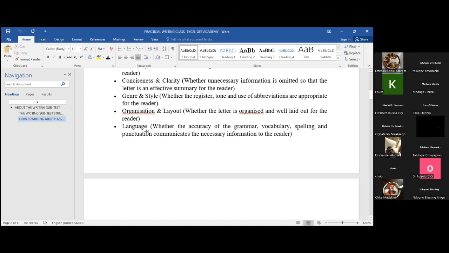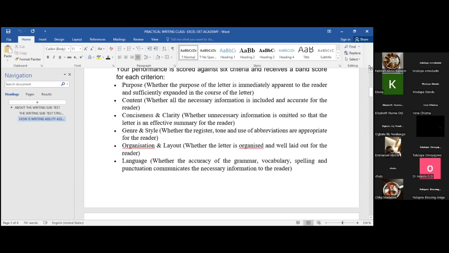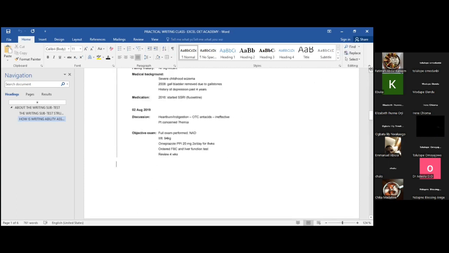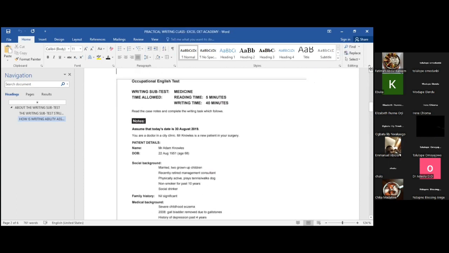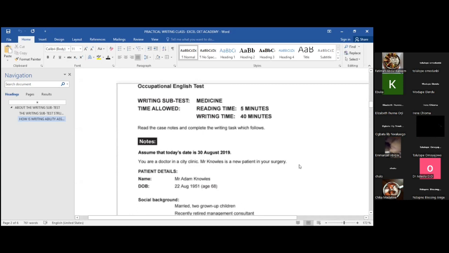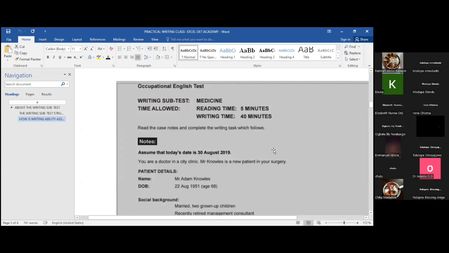Now, if you have all these things, your organization, your language, the genre and style, the conciseness and clarity, the purpose, and the content, you should be looking towards having a 350 score. So I'll be giving us a sample. Let me enlarge my screen a little so that we can see what's been written. Can you all see my screen? Yes. All right, so you can see my screen now.